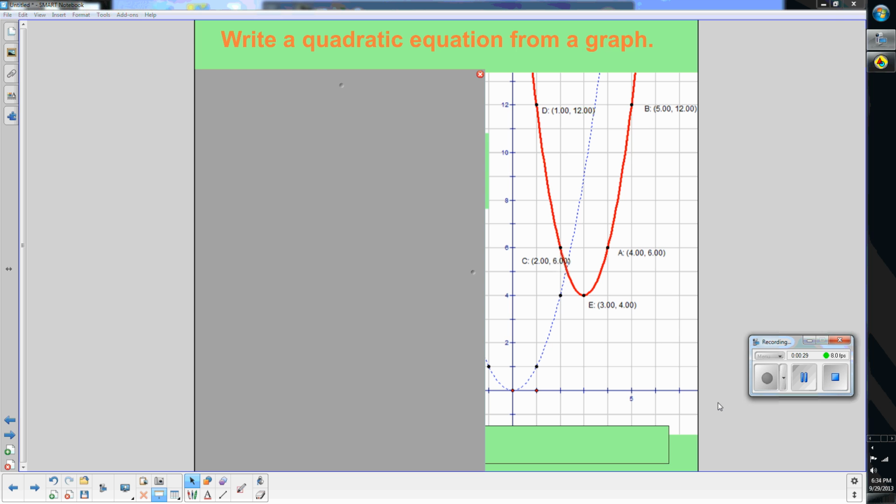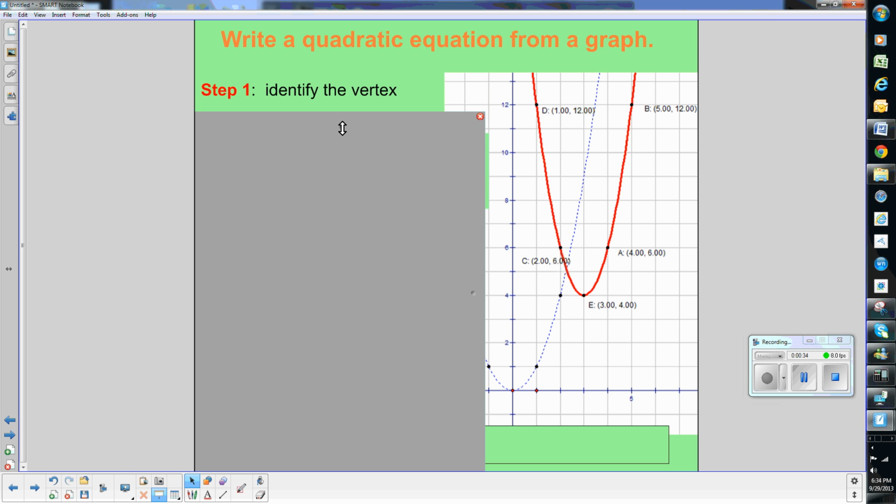So to write the quadratic equation, the first thing you have to do is identify the vertex. And the vertex is right here, the point where the graph turns around. It's going down, gets to (3, 4), and then turns around and goes back up. Okay, that's step number 1. Now we've got the vertex.